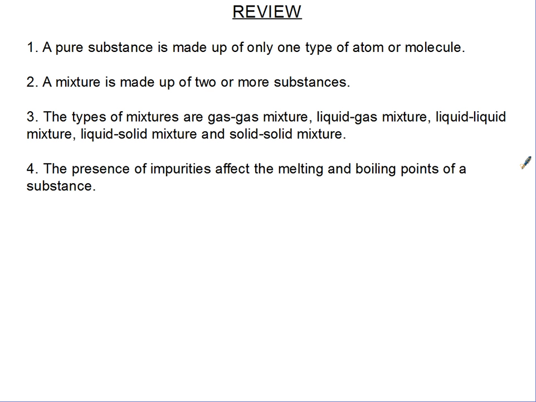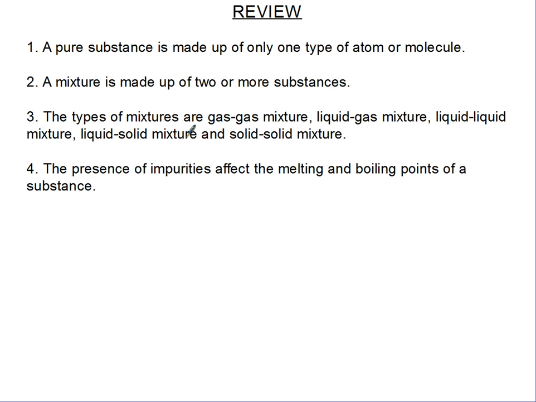Now in our previous lessons, we learned that a pure substance is made up of only one type of atom or molecule. In chemistry, a pure substance is different from what we know in normal life. A pure substance does not mean it is clean, but it means that it is made up of only one type of atom or molecule. A mixture is made up of two or more substances.